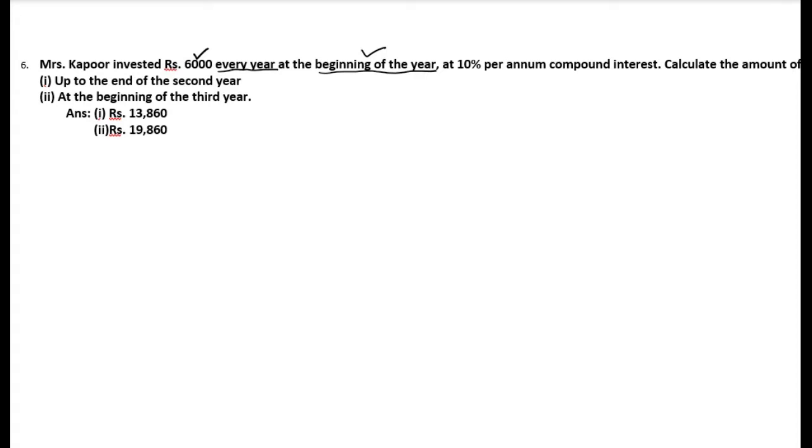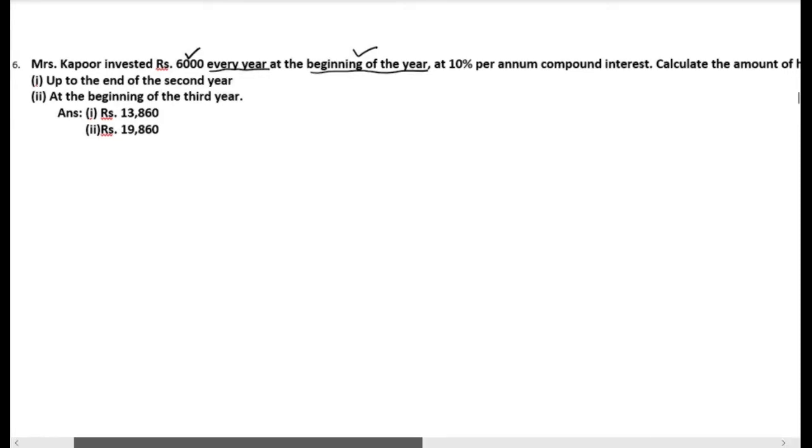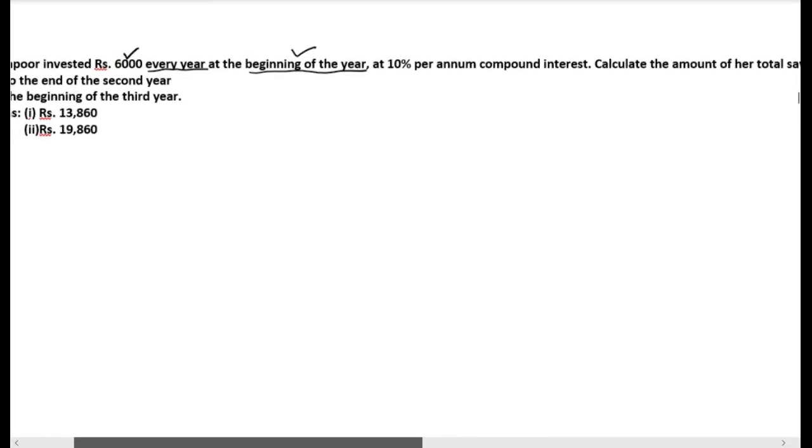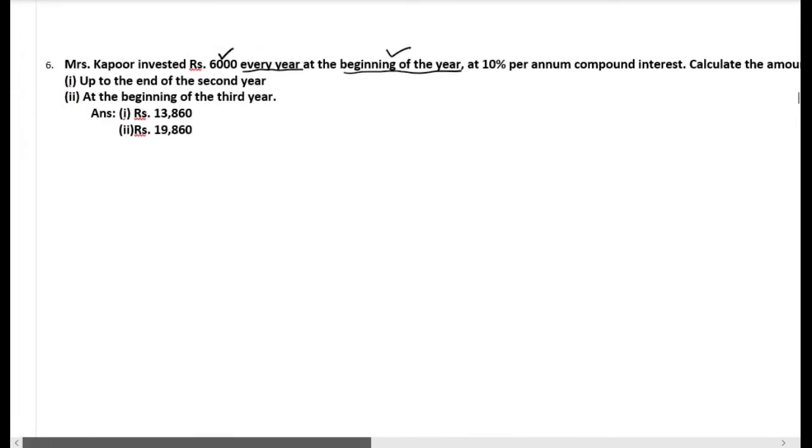Rate is 10% per annum compound interest, and we have to calculate the amount of her total savings. Her total savings means her principal with the interest up to the end of second year and at the beginning of third year. See how to solve this. Very interesting.